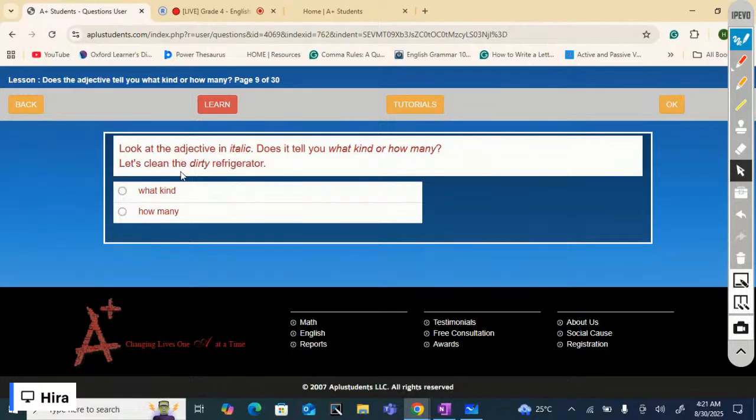Let's clean the dirty refrigerator. The adjective in italic is dirty. Tell what kind or how many. You can participate and answer in the comment box if you know the answer.